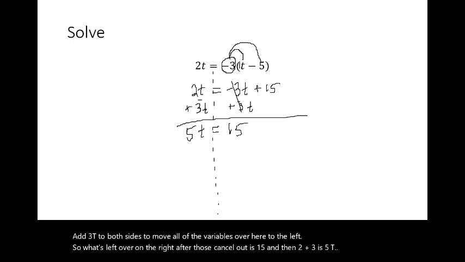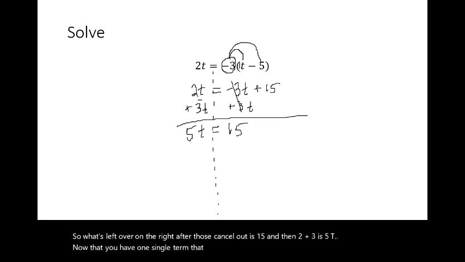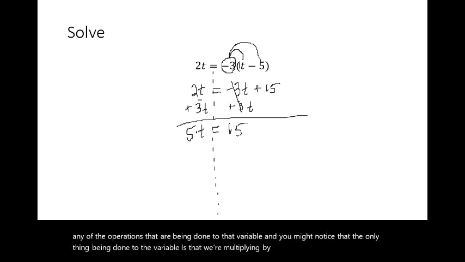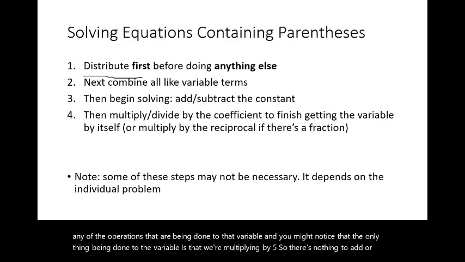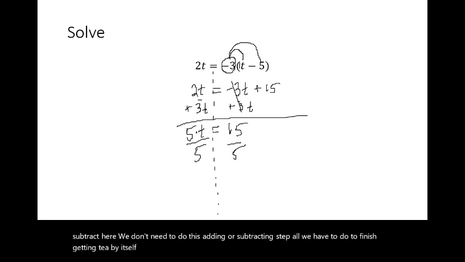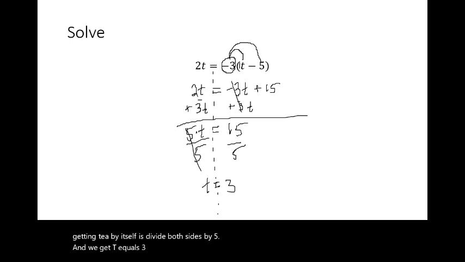Now that you have one single term that contains a variable, now you're going to work on undoing any of the operations that are being done to that variable. And you might notice that the only thing being done to the variable is that we are multiplying by 5. So there's nothing to add or subtract here. We don't need to do this adding or subtracting step. All we have to do to finish getting t by itself is divide both sides by 5. And we get t equals 3 for our final answer.